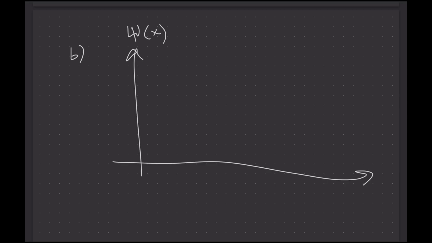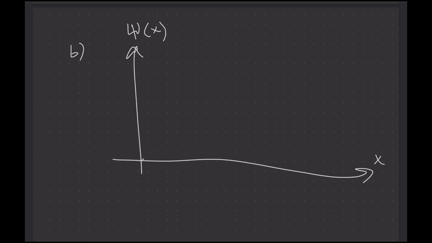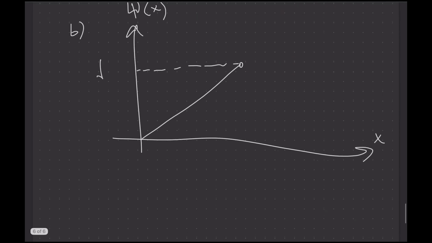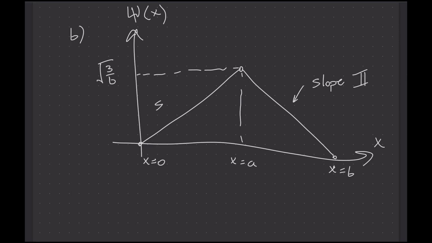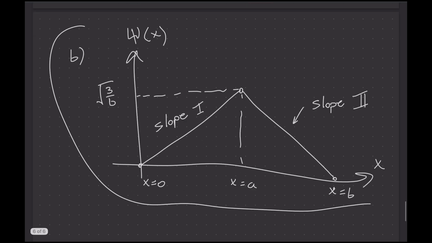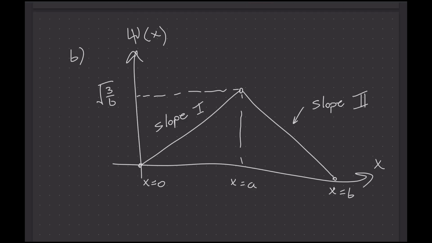here is psi as a function of x, here is x, here is this slope, here we reach a value of square root of, is it 3 over b? Yes, 3 over b. This here is x equals 0. This here is x equals a. And then we go down here and we hit x equals b. This is the slope from part 2, and this here is the slope from part 1. If you want, you can write these slopes. And this picture here should give you 100% for part B.